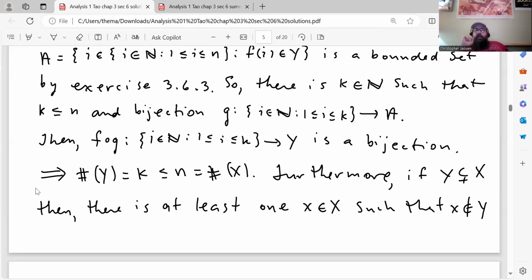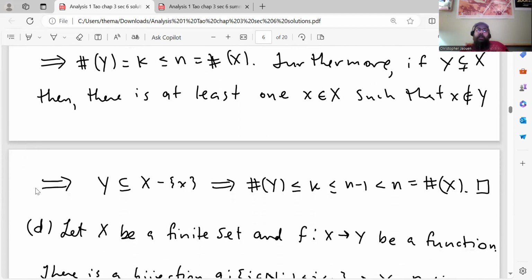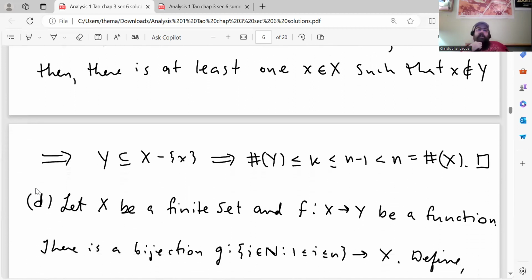Furthermore, if Y is not equal to X, or in other words, if Y is a proper subset of X, then there's at least one x in X such that x is not an element of Y, which implies that Y is a subset of X minus the singleton set containing x, which implies that the cardinality of Y is less than or equal to K, less than or equal to N minus 1, which is less than N, which is the cardinality of X, and that proves part C.